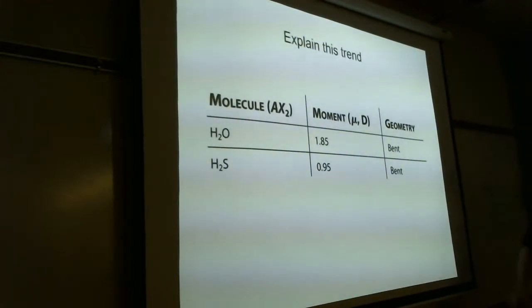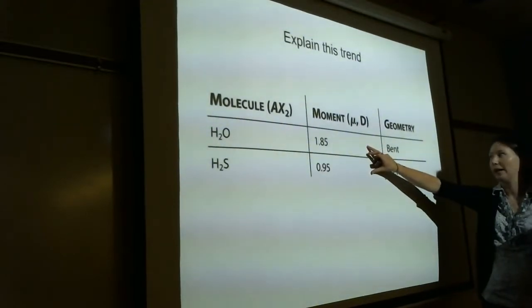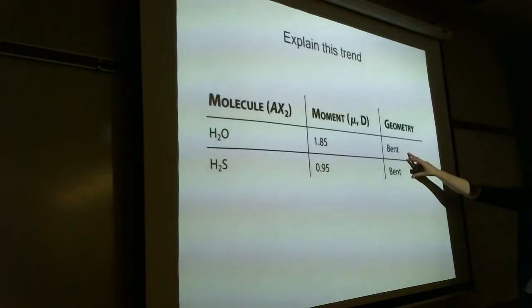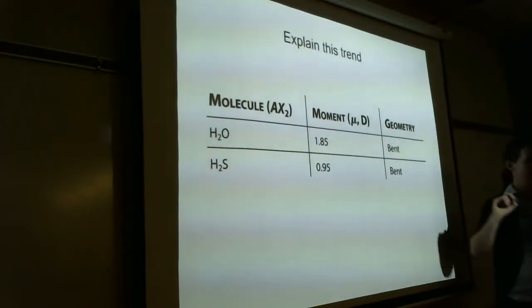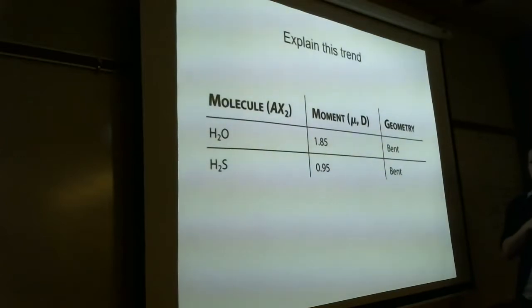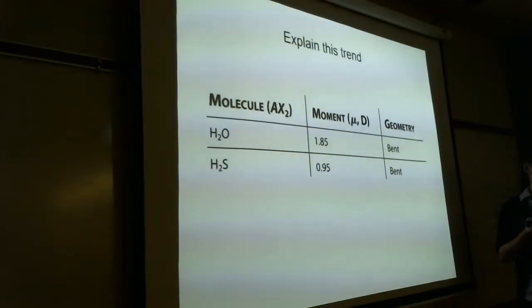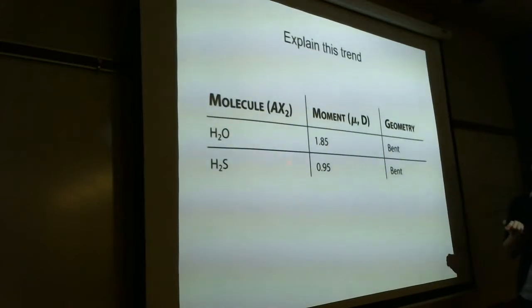Okay, explain this trend. H2O versus H2S. That's a pretty significant difference, right? 1.85 versus 0.95. Both of these are bent. So what's the reason here? Periodic table might help. Sulfur is what? Less electronegative, right? And this next week is something we'll talk about with intermolecular forces.